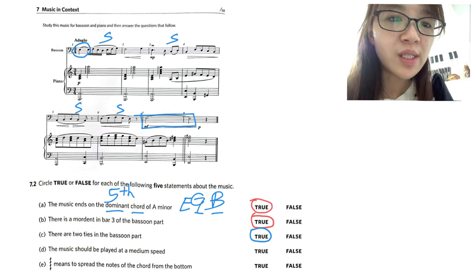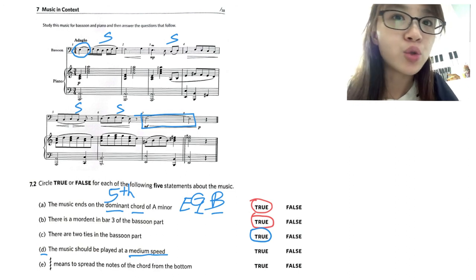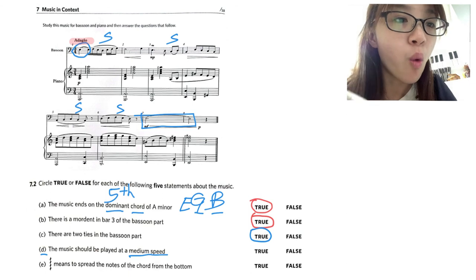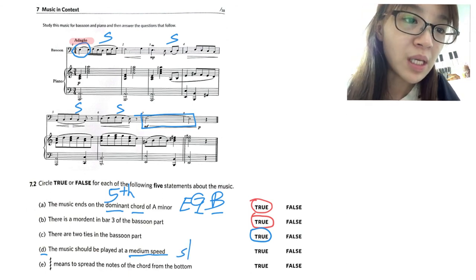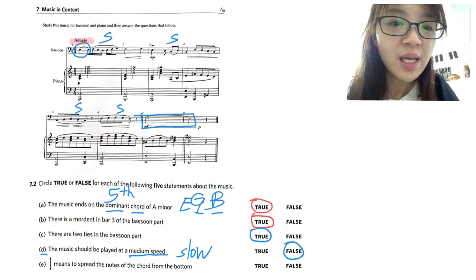Question D. The music should play at medium speed. Adagio, so you need to know this term. Adagio means slow. It should be slow speed, but not medium speed. So it's false.